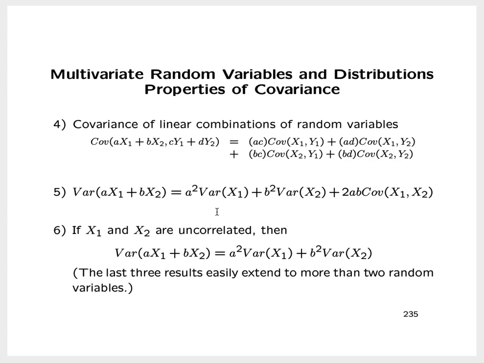Now, if x1 and x2 are uncorrelated, then the variance of this linear transformation simplifies somewhat. This last term would drop off, and so that's given by a squared times the variance of x1 plus b squared times the variance of x2. Now, these last three results easily extend to more than two random variables. So we can have more than two random variables in the linear combination in any one of these positions. Now we would have to tweak the results, but that's easy to do.